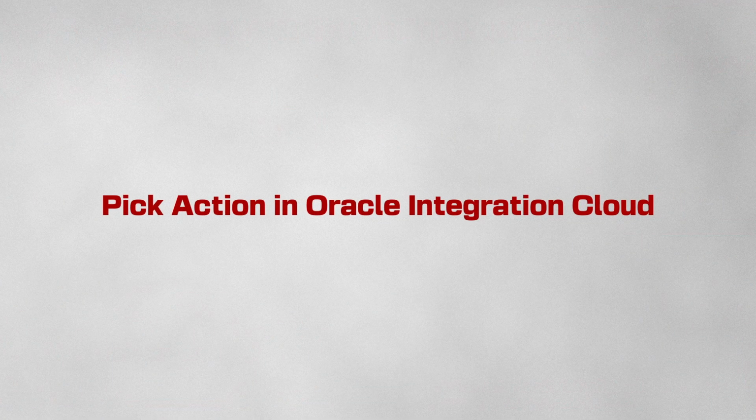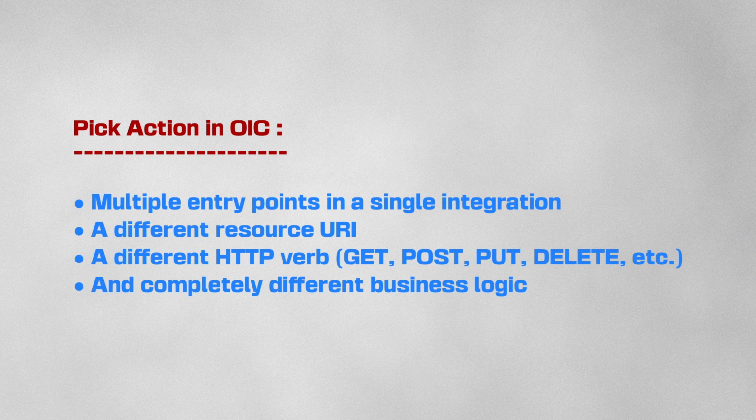In today's video, we will learn about pick action in Oracle Integration Cloud. The pick action allows us to expose multiple entry points in a single integration. Each entry point can have a different resource URI, a different HTTP verb, and a completely different business logic. This means instead of creating multiple integrations for related operations, you can design one integration with multiple operations.